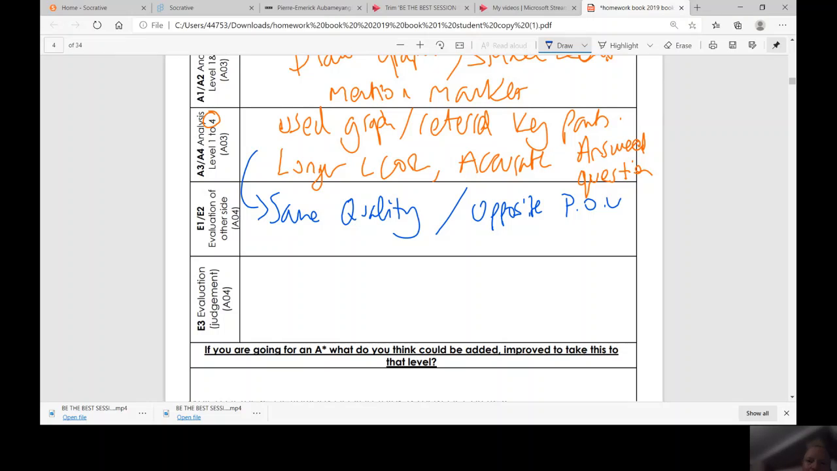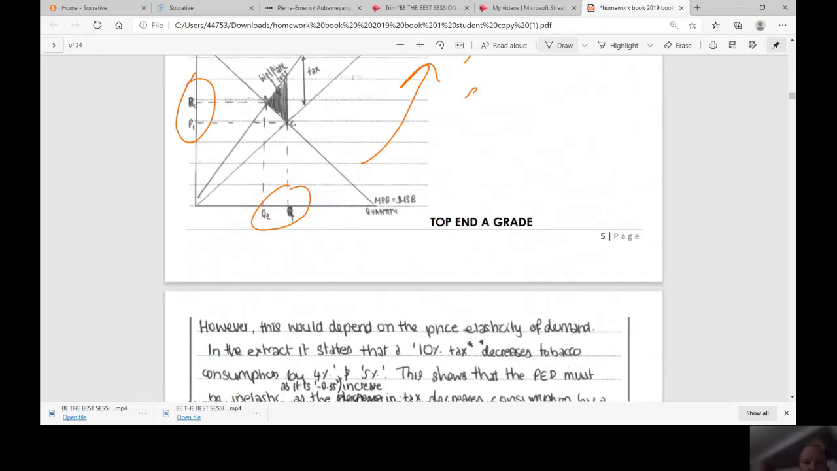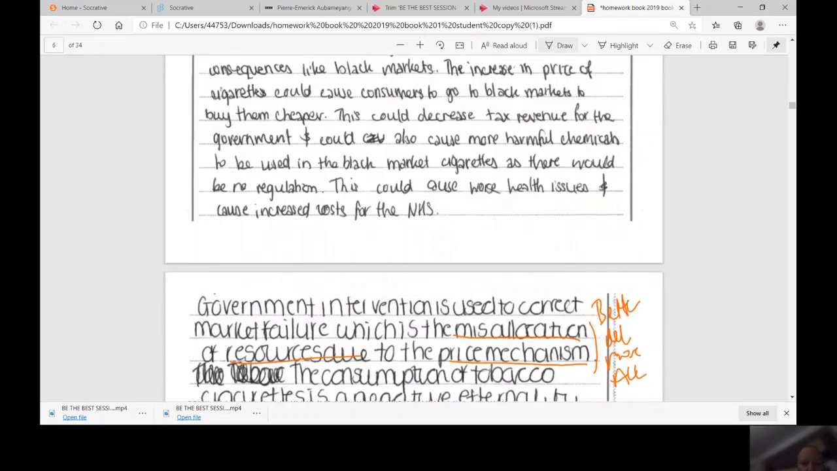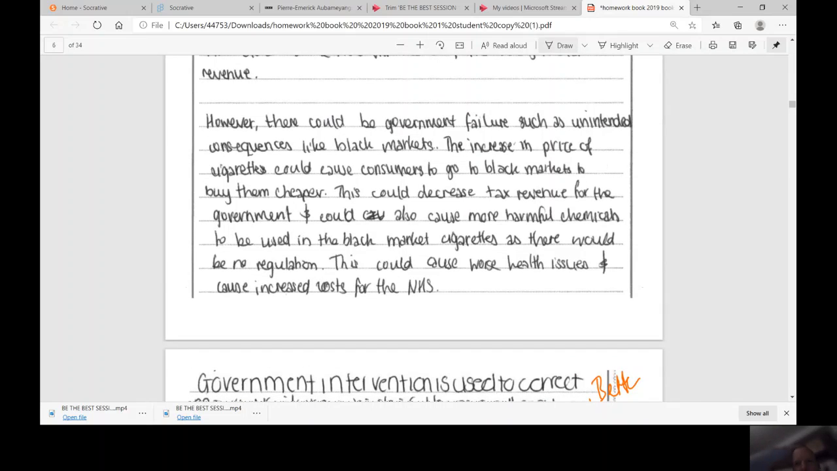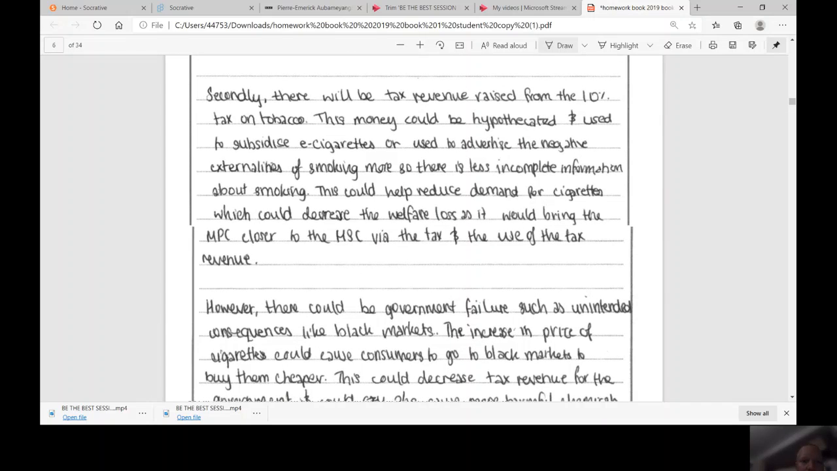And then lastly, let's have a quick look at the judgments. So in the first question, however, there could be a government failure such as unintended consequences like black markets. The increase in the price of cigarettes could cause consumers to go to black markets to buy them cheaper. This could decrease tax revenue for the government and could also cause more harmful chemicals to be used in the black market cigarettes, as there would be no regulation. This could cause worse health issues and cause increased costs for the NHS.